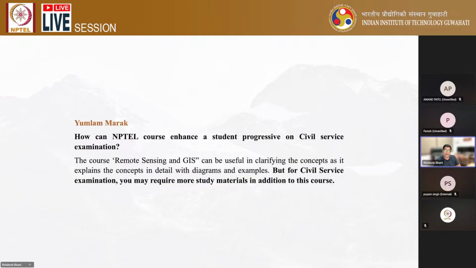But when you are appearing for a very specialized examination such as civil services, you need to refer to some more study material. You can refer to the books, you can look at the different syllabus of the civil services, and then accordingly you prepare. But yes, definitely this particular course will help you to understand the basic concepts as well as the advanced concepts.